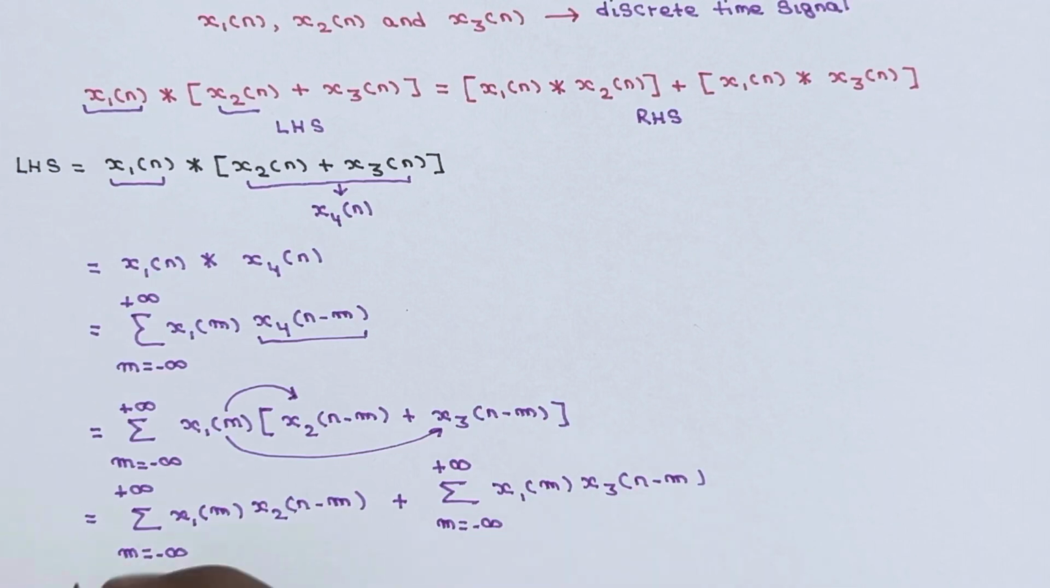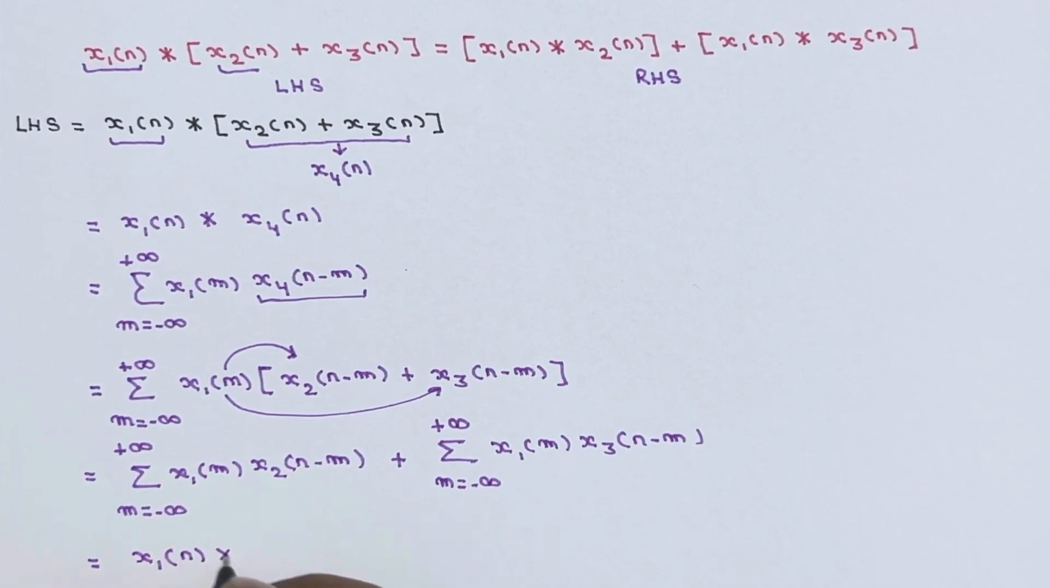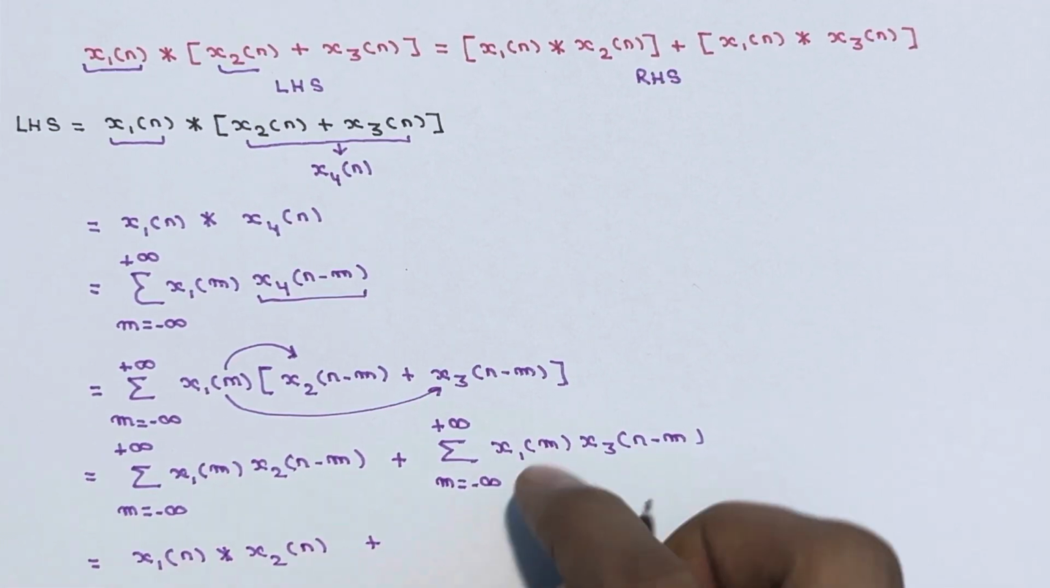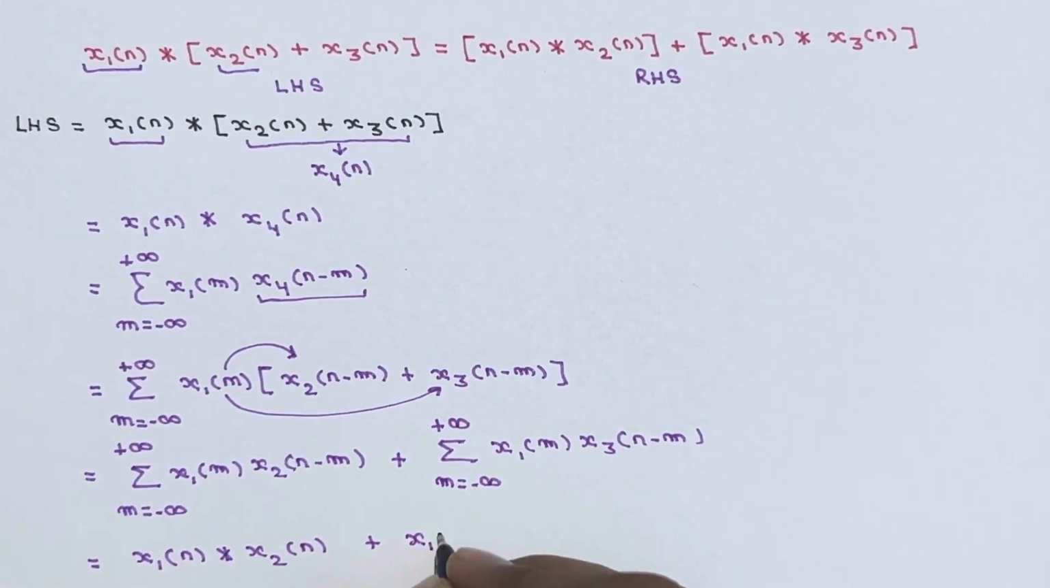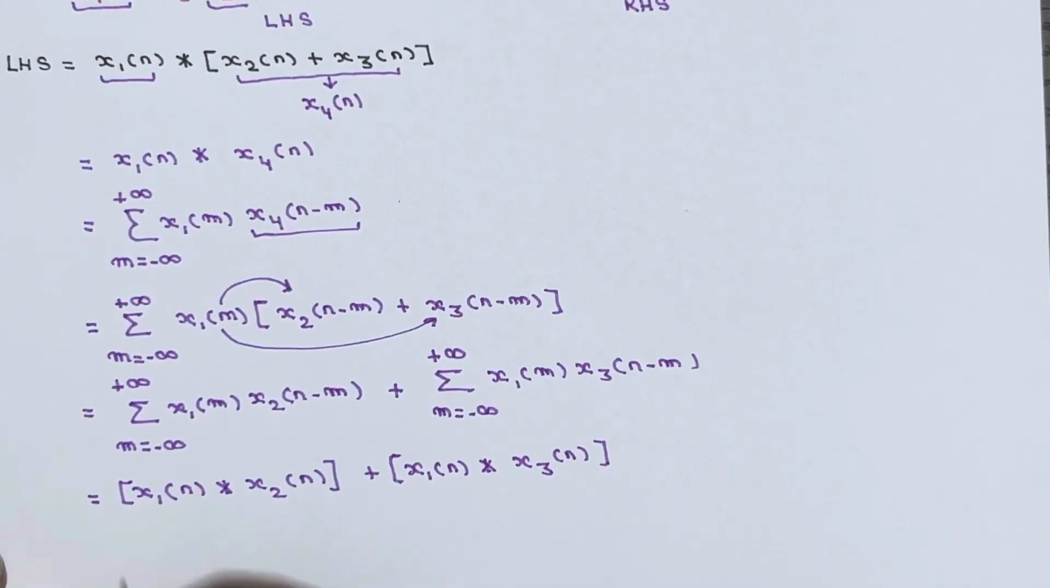So we got this. If you observe these expressions, this is nothing but the convolution of x1 of n and x2 of n, plus this is nothing but the convolution of x1 of n and x3 of n. Right? Hope it is clear to you. And this is our RHS. So this is also proved. So this is basically the distributive property.